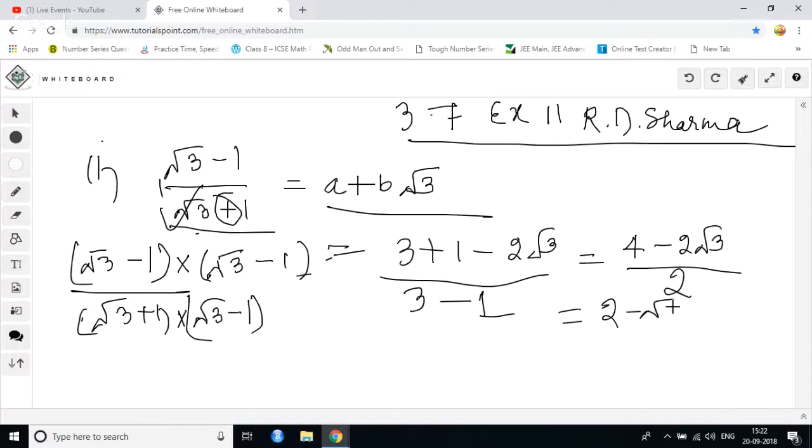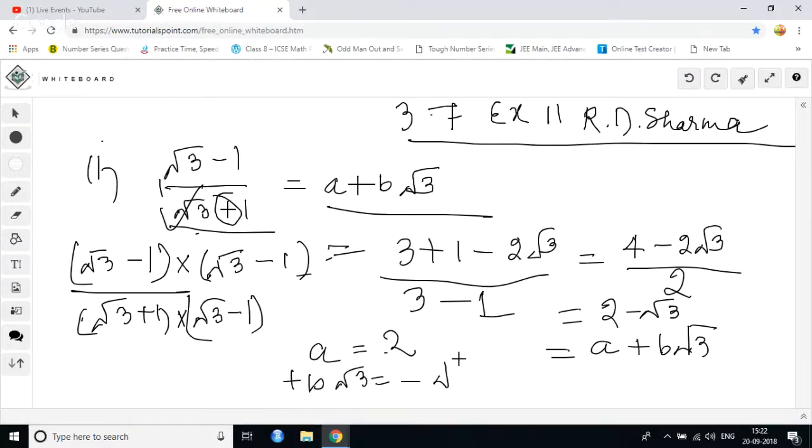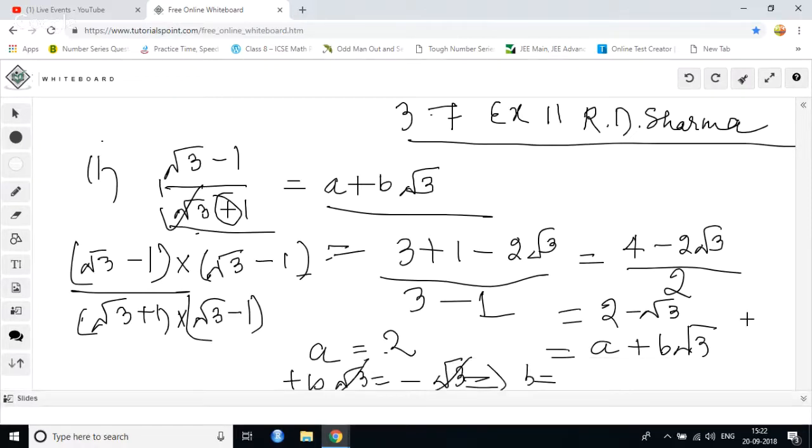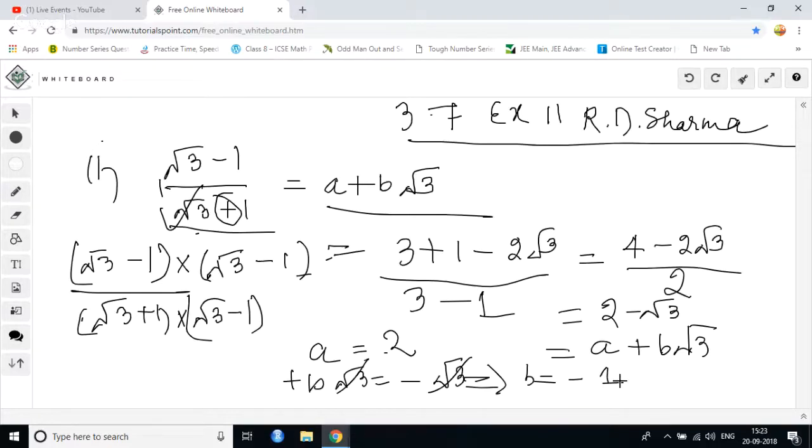Now I'll compare it with a plus b root 3. So the value of a is equal to how much? 2. And b root 3 is equal to minus root 3. So this root 3 is gone, and there is a minus sign. So b will be equal to how much? B will be equal to minus 1. Is it okay? So you can solve this kind of question.